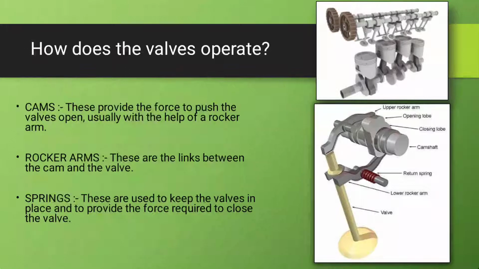See here, this one is the valve. This total section is the valve. This one is the spring. See here, this one is the spring section. This one is the camshaft. This one is the closing lobe, opening lobe, and upper rocker arm assembly. This one is the upper rocker assembly. This one is the lower rocker assembly, and this one is the valve section.